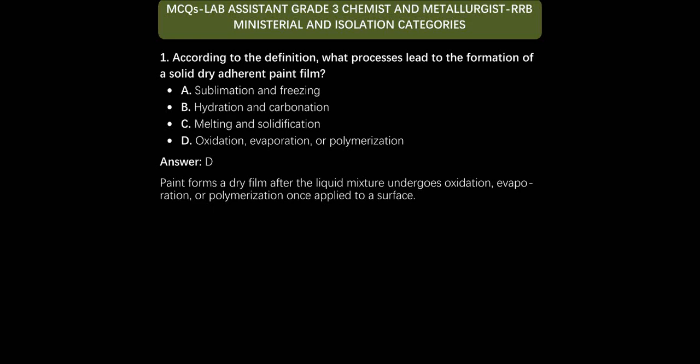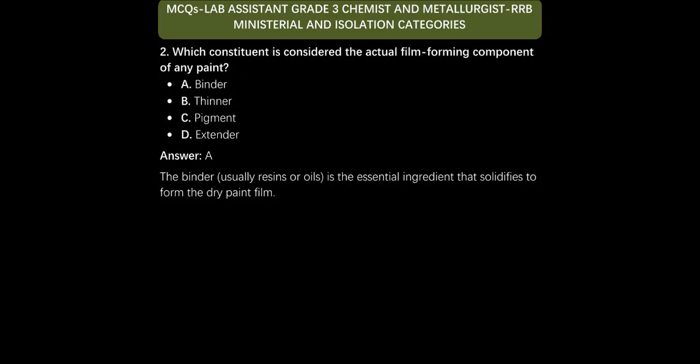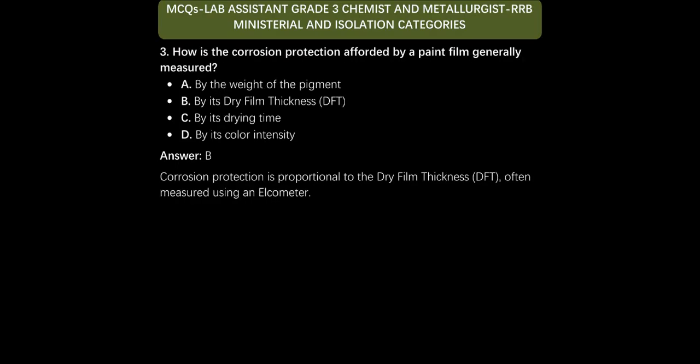According to the definition, what process led to the formation of a solid dry adherent paint film? Option D, oxidation, evaporation, or polymerization. Which constituent is considered the actual film forming component of any paint? Option A, binder. How is the corrosion protection afforded by a paint film generally measured? Option B, by its dry film thickness.